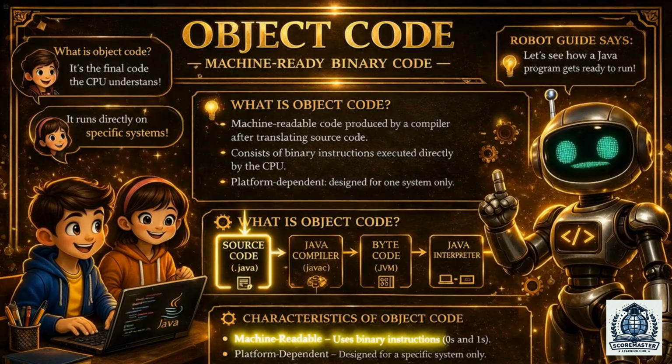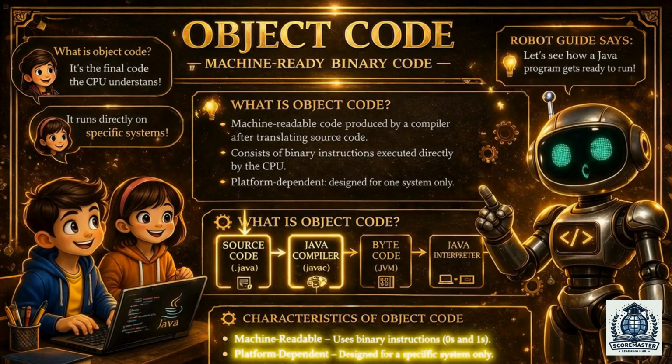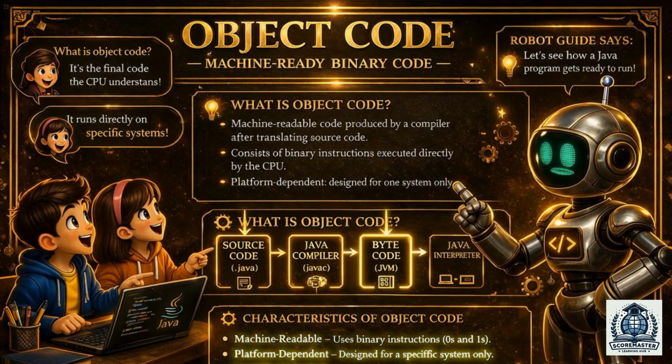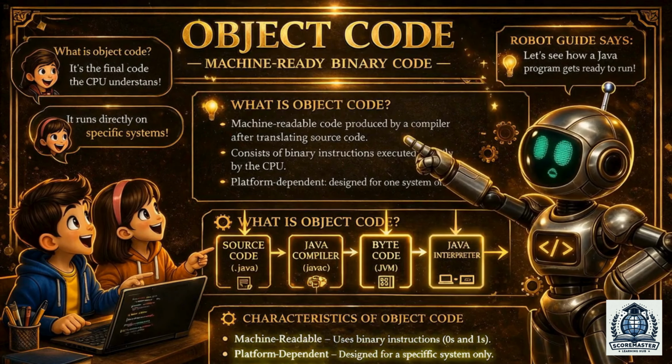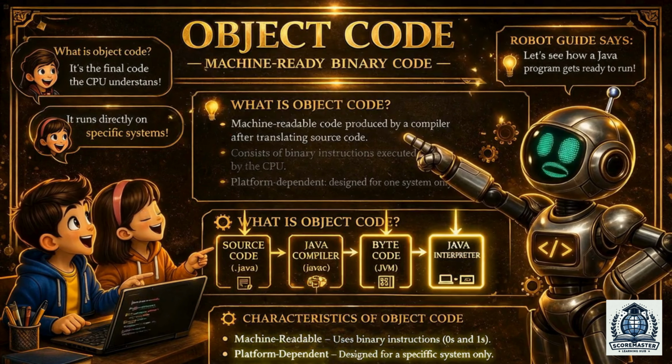Object code is the machine-readable code created after compiling source code. It consists of binary instructions that the CPU can execute directly. Unlike bytecode, it is platform-dependent.